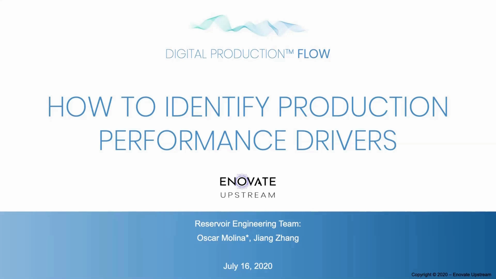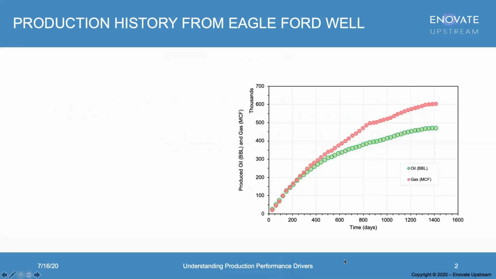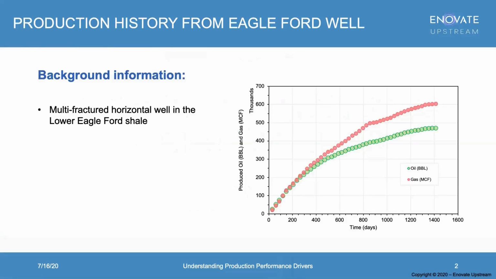So to begin with, let us step back for a moment and look at this plot over here. This is production data from a well in South Texas, from the Eagle Ford. A little bit of background on this well: all we know at this point is that this is a multi-fractured horizontal well in the lower Eagle Ford shale, and that's it.